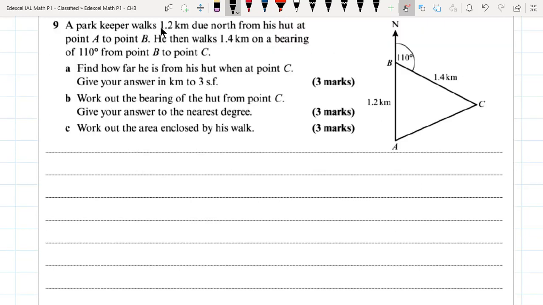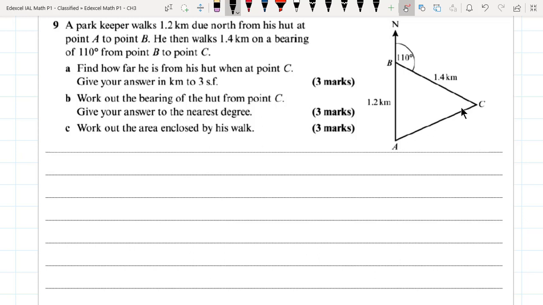Question 9. A park keeper walks 1.2 km due north from his hut at point A to point B. Okay. He then walks 1.4 km on a bearing of 110 degrees. Okay. To reach point C. Okay. Find how far he is from his hut when at point C.